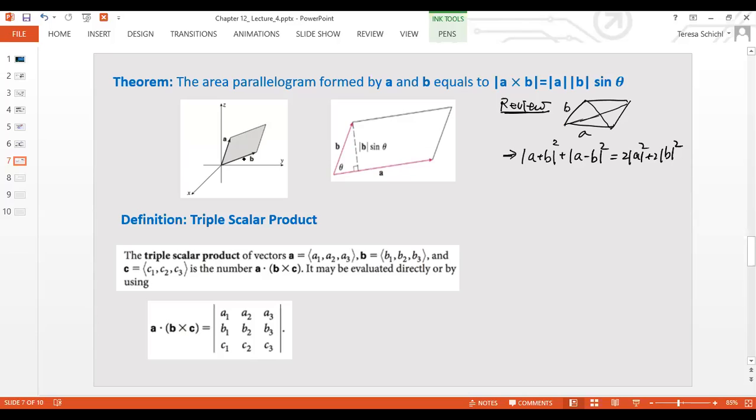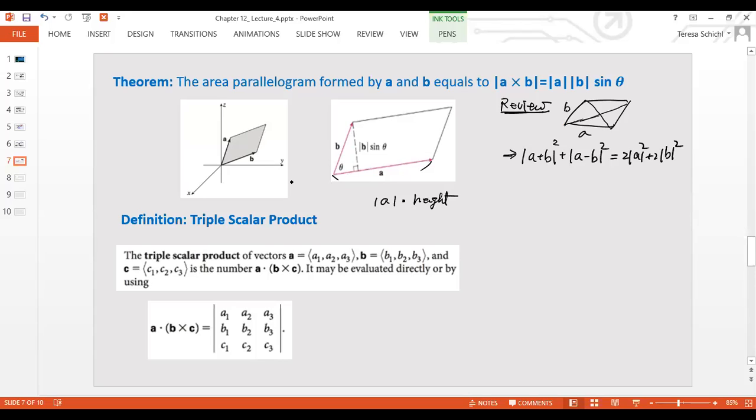From geometry class, we know the area of a parallelogram is the base times the height. The base is the length of A, times the height. That's how we find the area of a parallelogram. The height is the segment from here to here, which is perpendicular to the base, so we have a right angle.